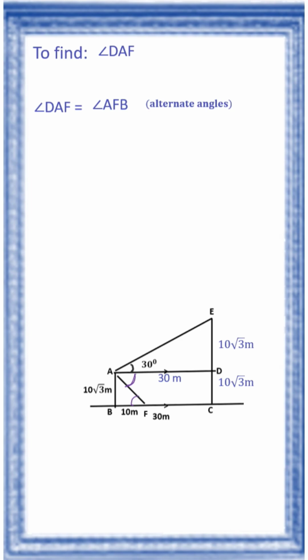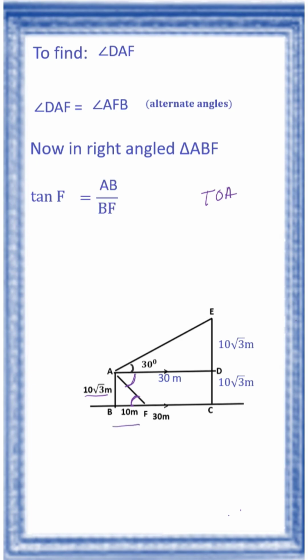Now look at the figure once again. Angle AFB belongs to which triangle? ABF. So now in right angle triangle ABF, tan f, this angle, tan f, tan ratio means TOA, opposite by adjacent. Here opposite side is AB, adjacent side is BF. Tan f is equal to how much? AB by BF. Both of the measures we know. So tan f is equal to AB is 10 root 3, BF is 10. So here 10 and 10 get cancelled. So tan f is equal to root 3.